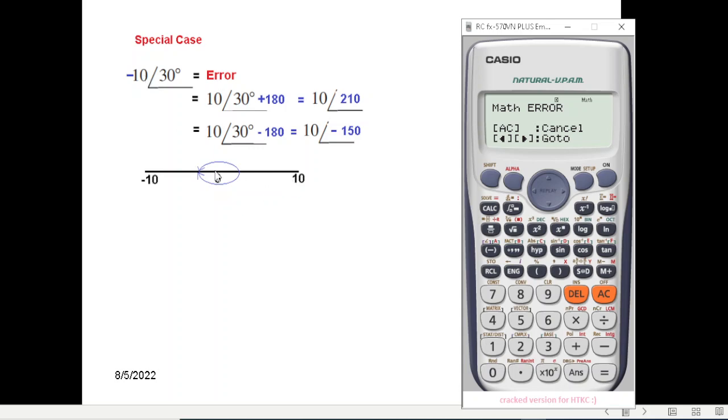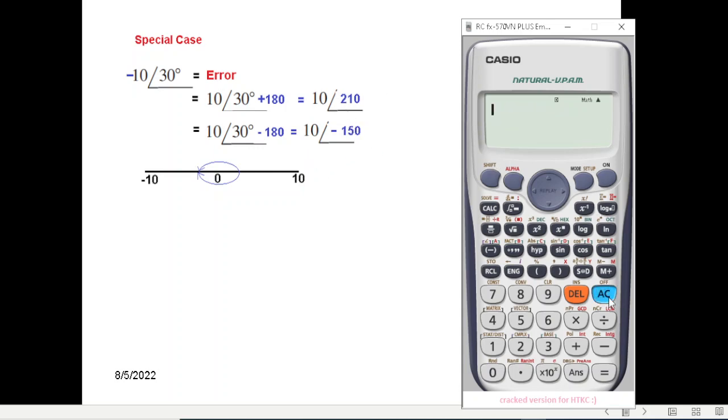Now let's see this line diagram. This is positive 10 and this is negative 10. So with the positive 10, if we add 180 degrees, then we go to negative. Or if we subtract 180 degrees, then also we go to negative. So instead of the negative sign, we'll add 180 degrees or subtract 180 degrees, and then with whatever the value is, you can easily solve this.